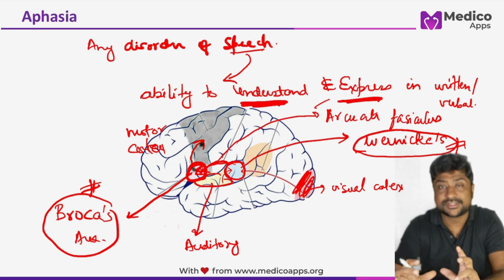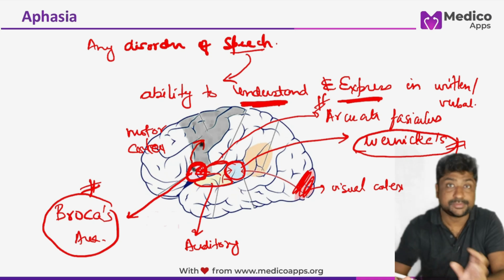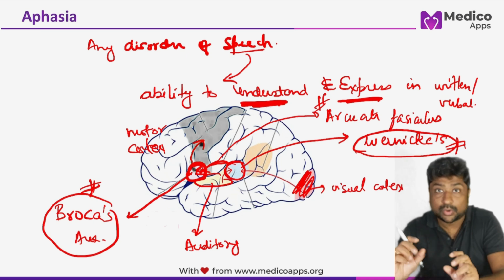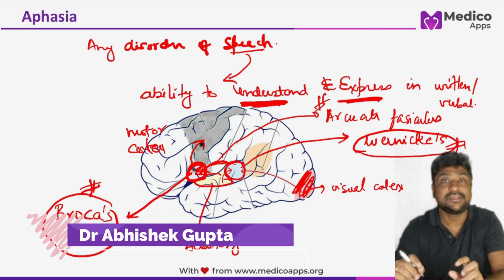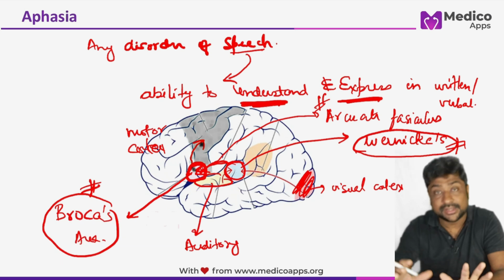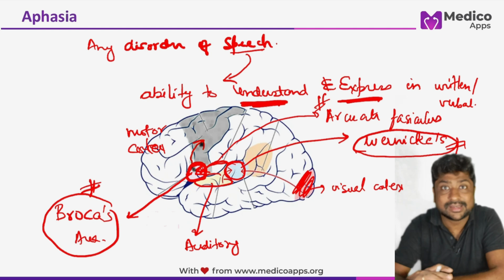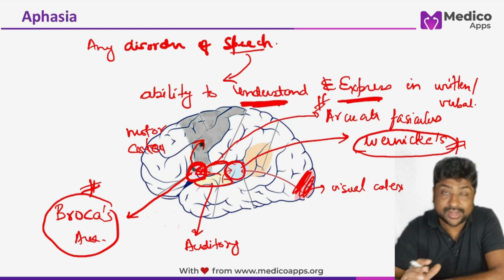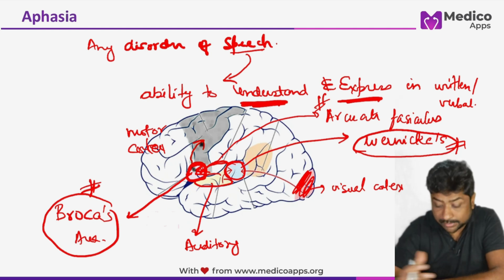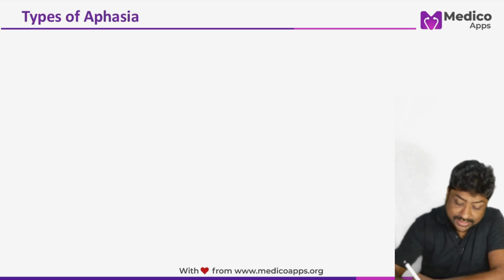And if there is a problem in the arcuate fasciculus, this is very interesting, it is called conduction aphasia. Here the person is able to understand and speak also, but the coordination between understanding and speaking is altered. We'll look into details of different types of aphasias. But here I just wanted to give you the clinical anatomy knowledge, so that when I talk about different types of aphasia, you are able to relate.